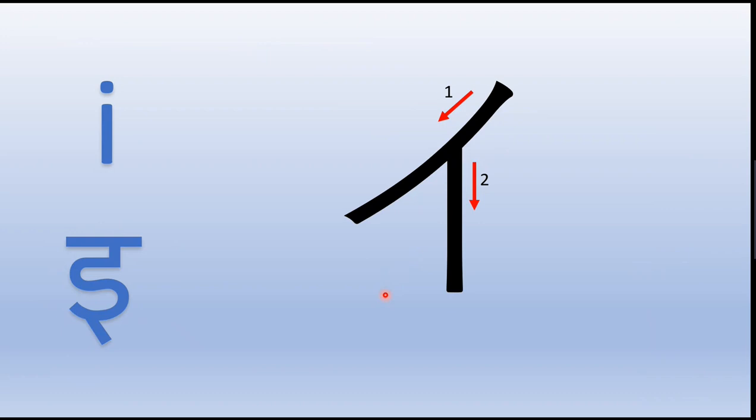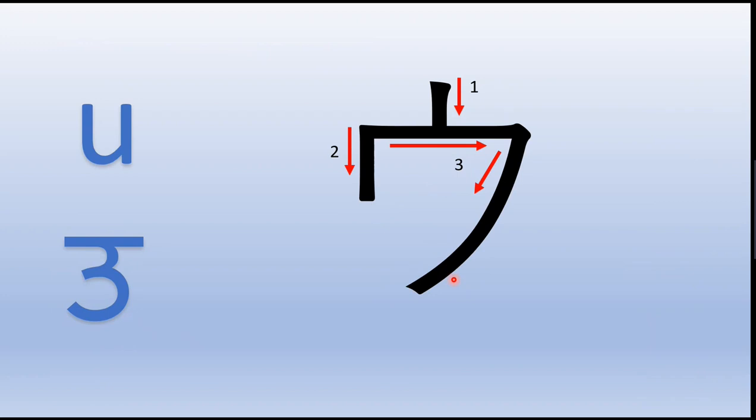This is the E sound, or the E alphabet in katakana. So again, we have two strokes. The first stroke is like this from top to bottom towards the left side, and the second stroke is a vertical straight line like this. This is E.